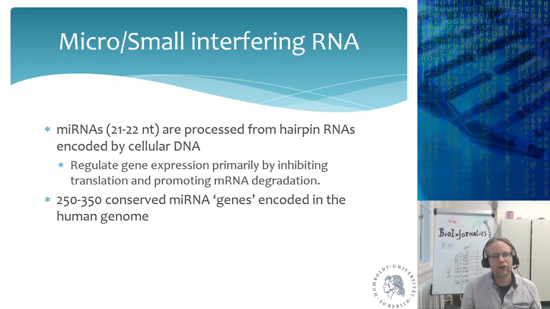All right, so microRNAs are 21 to 22 nucleotides long, and they are processed from hairpin RNAs, which are encoded by cellular DNA, and they regulate gene expression by primarily inhibiting translation and promoting mRNA degradation. So they bind to the mRNA and then it is more or less removed before it can do its job. We know now that there are around 250 to 350 of these conserved microRNA genes in the genome, and these microRNA genes are much longer, 250 to 350 base pairs long. They form something which is called a hairpin, and then this hairpin is cut into little pieces to form these 21 nucleotide long microRNAs, which are then used to degrade messenger RNA when needed.